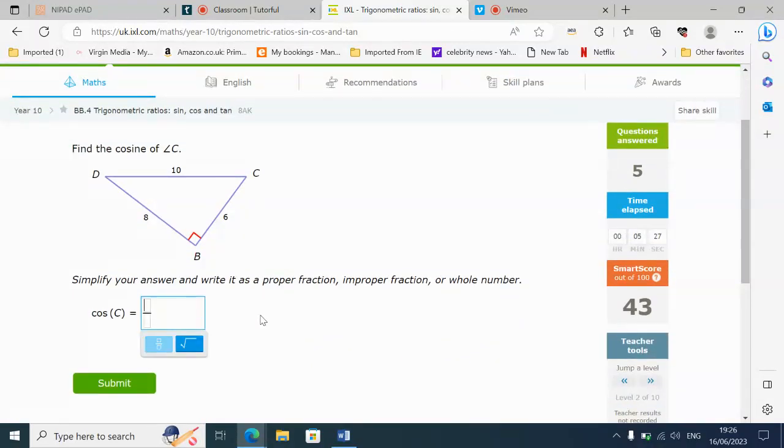And we've got another cos. So for cos we do adjacent over hypotenuse again. Adjacent is 6 and hypotenuse would be 10. Can we simplify this? Yeah. So 6 would become 3, you've divided it by 2, and divide 10 by 2 and you get 5.